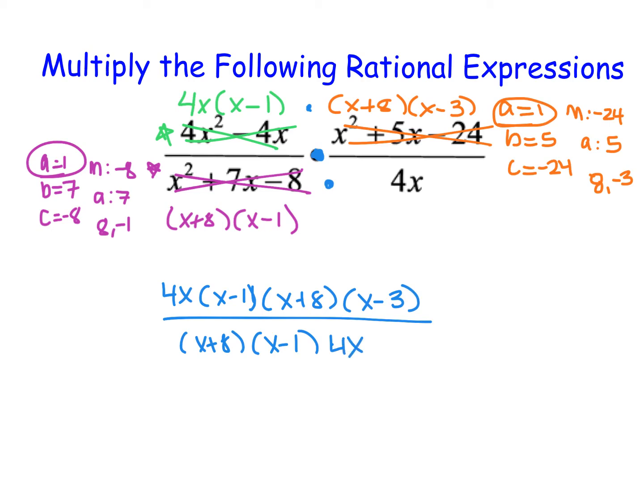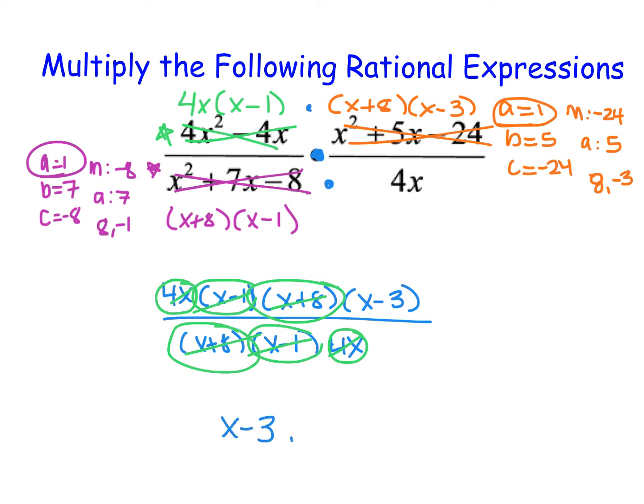So at this point I've used factoring to turn this into a multiplication problem, and as a result, because it's all multiplication, I can cross off any terms that they have in common. So in the numerator and denominator I see that they both have a 4x and a 4x, so those can be gone. I see that they both have an x minus 1 and an x minus 1, so those can be gone. I see that they both have an x plus 8 and an x plus 8, so those are gone. And all I'm left with here when I simplify this is x minus 3 in my numerator.